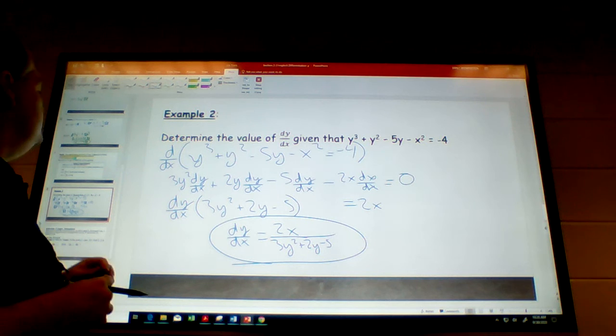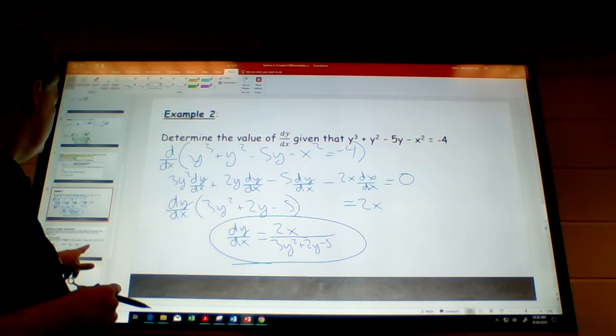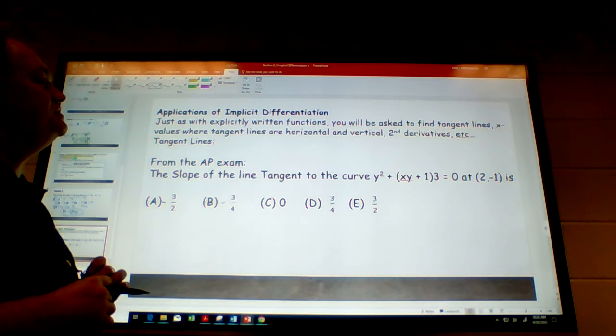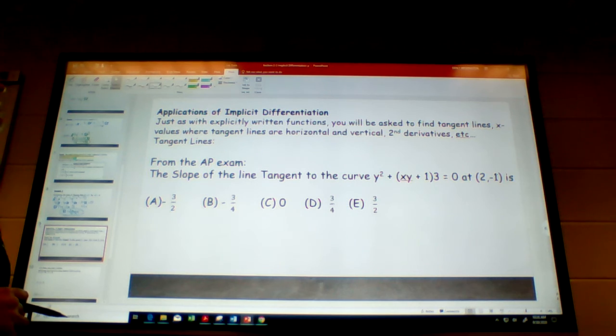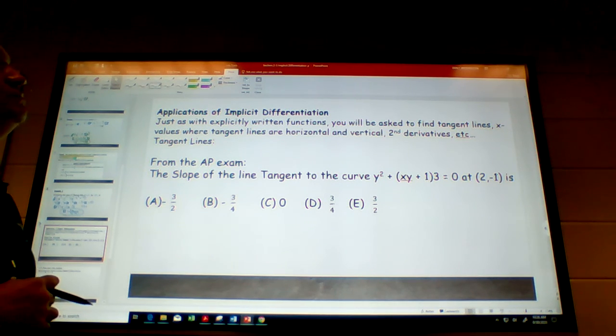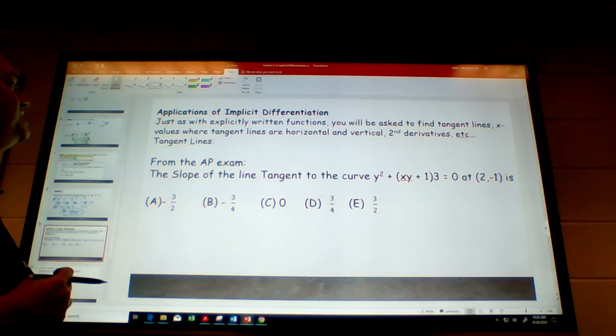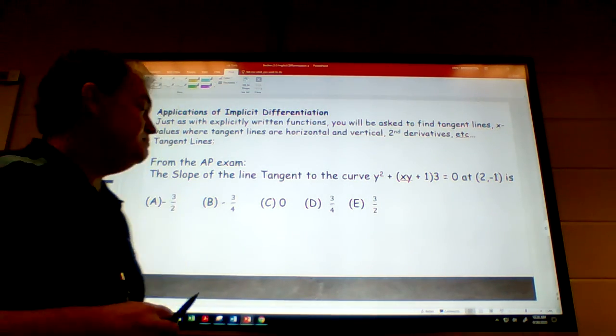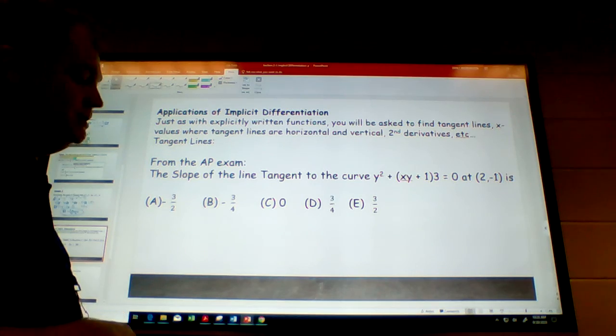All right. Now, I was hoping to get this next part done before the end, but we'll see how it goes. Okay. The slope of the line tangent to the curve y squared plus xy plus 1 times 3 equals 0 at the given point. This is actually from an AP exam. So I'm going to do this in part 2 of this video, because of time.